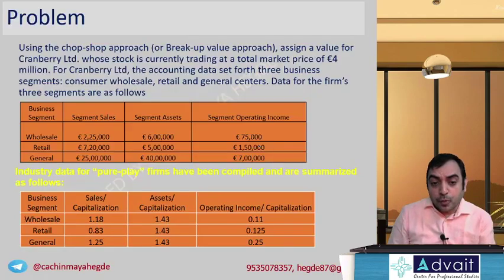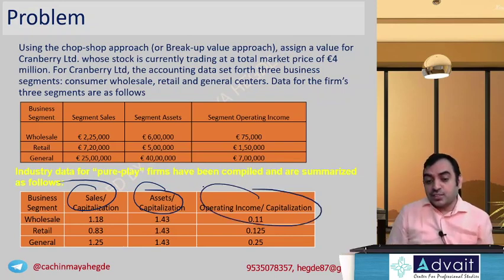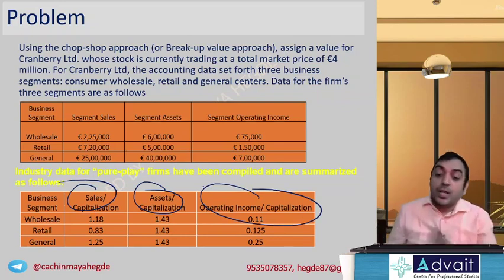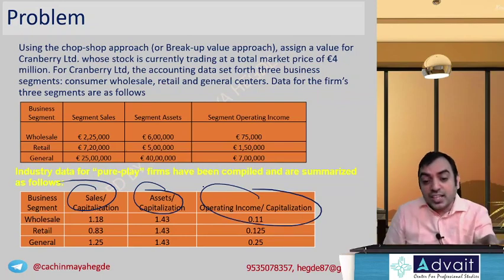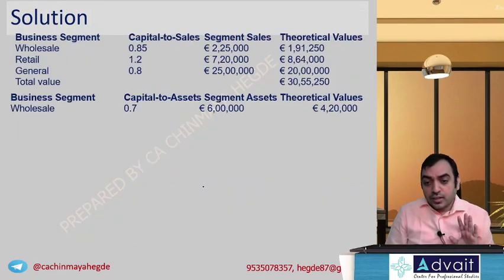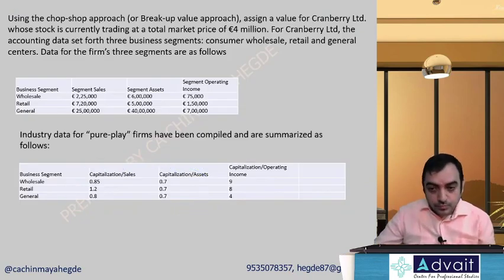Just look at the previous problem, just for approach. You see sales by capitalization is there, assets by capitalization is there, operating income by capitalization is there. So capitalization is coming second. We want it to come first. So if they give you sales by capitalization, what do you do? You take a reciprocal of that. I hope you are clear on that matter. Okay, so let us calculate one by one.